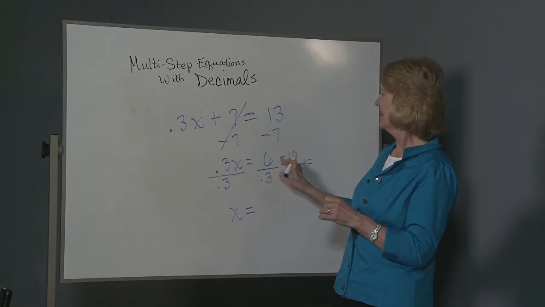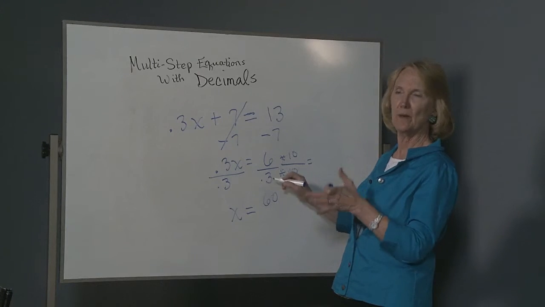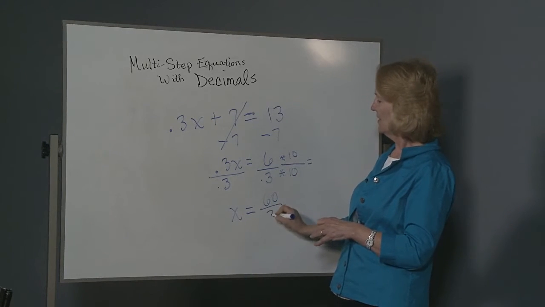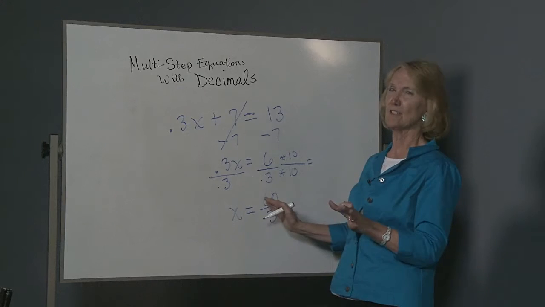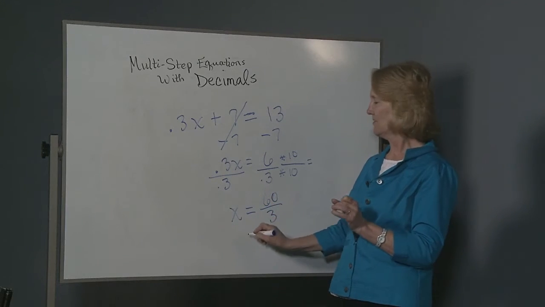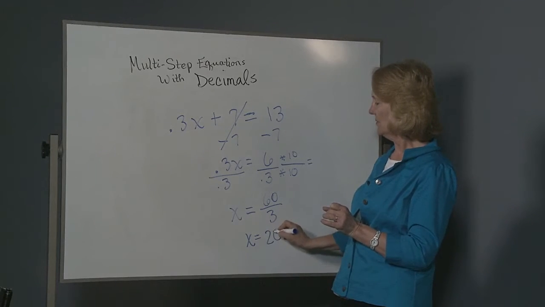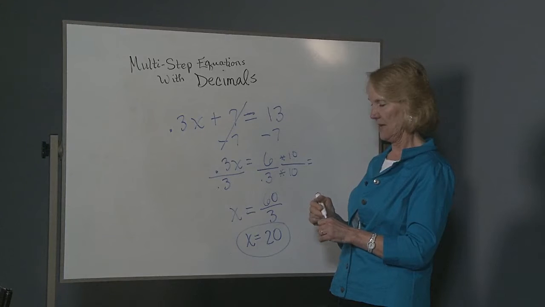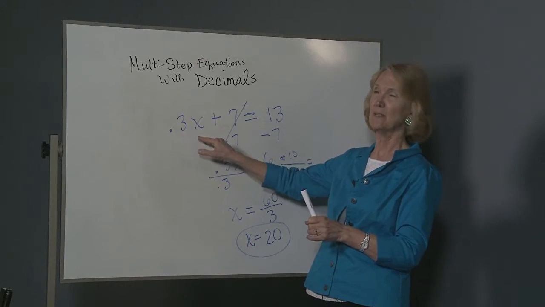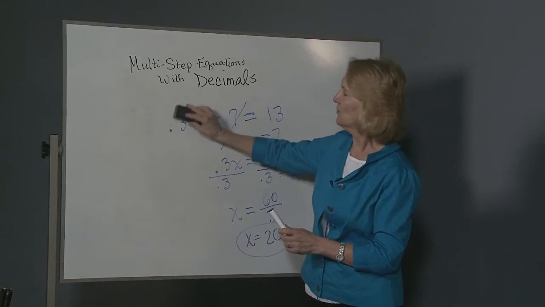That's good. 6 times 10 is 60. 0.3 times 10, when you multiply by 10, you can move your decimal. Now, we just converted it to a lot nicer problem, a lot easier on our brain to understand. x equals 60 divided by 3, so x equals 20. Okay, and that was where we had a decimal times x plus a number equals a number. Let's go a little harder.